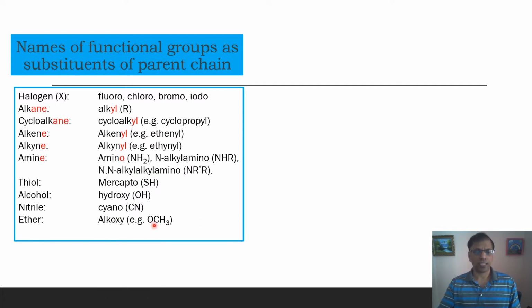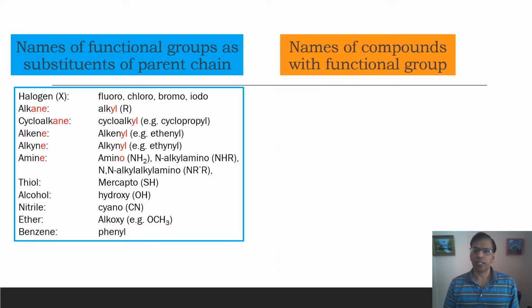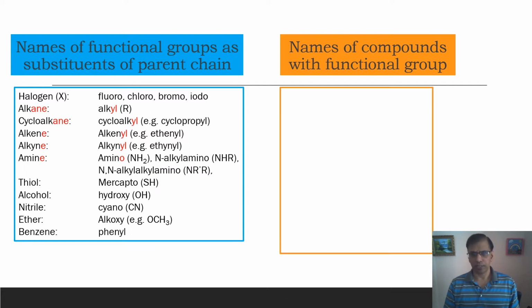And then if you see an ether like OR, where R is an alkyl group, in this case it's O-methyl, so this is the methoxy group. You can have ethoxy group, propoxy group, and so on and so forth. So the naming convention is alkoxy. Whatever the name of the alkane is, you would add the word oxy to it. And then finally, if benzene is a substituent, it's named as phenyl.